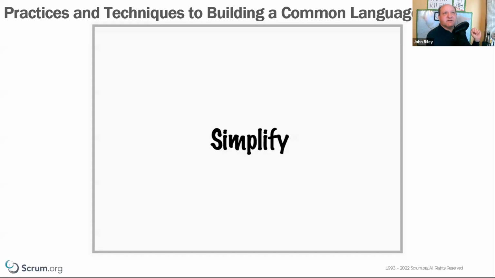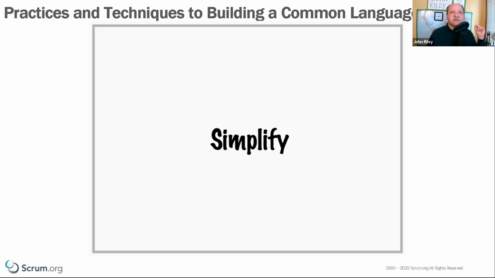So let's continue. This is probably why you're here. We talked about some principles, and we talked about why a common language is important. We talked about some reasons why it's valuable to get people on a Scrum team to use a common language. So let's now get a little bit more into the onion of what techniques we can use.